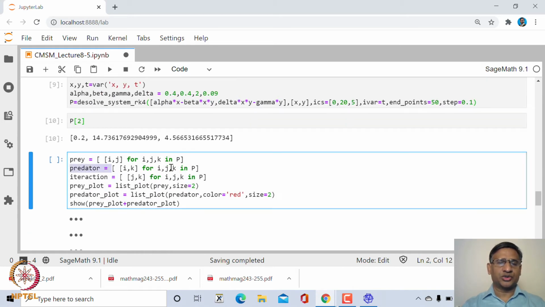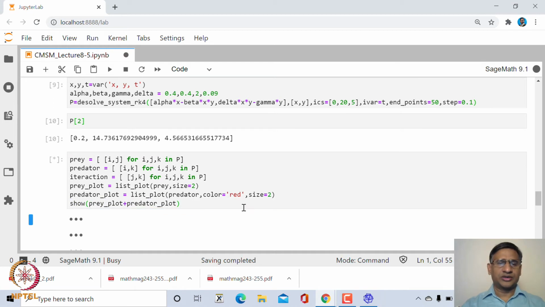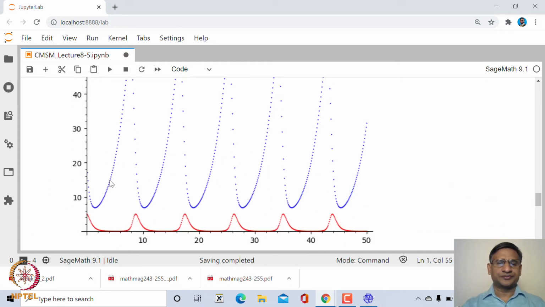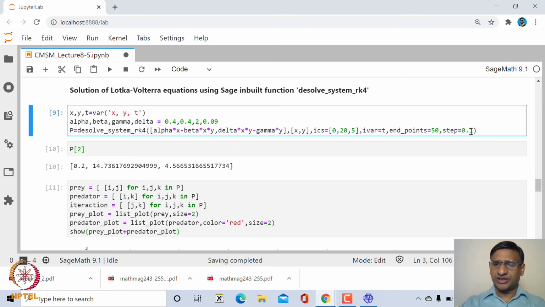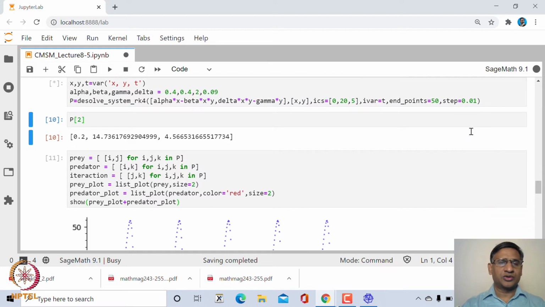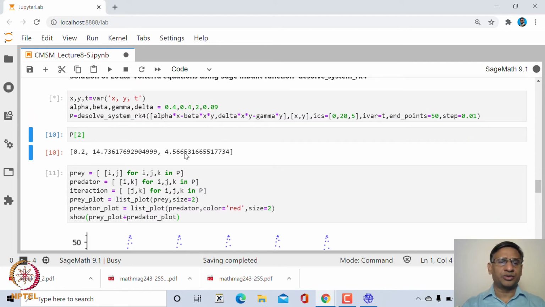And similarly, store the predator, and then the interaction term will be in terms of j k, and then plot the prey and predator plot, and this we are using list plot. So, a list of points you are plotting, and then we are showing these two together, right. So, this is how it looks like. And in case we make this step size very small, then it will look much better. Of course, it will take more time to solve, but let us just wait. We have decreased it. Okay, now it has done.